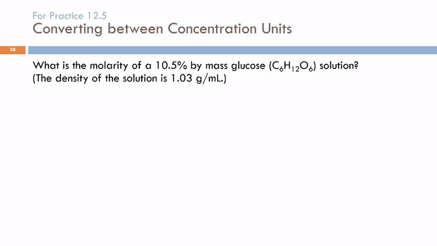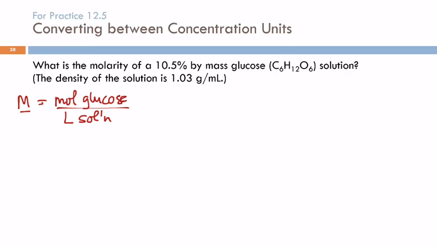Okay, here's another one. Seems a little redundant, but let's do it anyway. What's the molarity of a 10.5% by mass glucose solution? Now, this is glucose, not sucrose. The density of the solution is 1.03 grams per milliliter. Again, I would start out by asking myself, well, what do I need for molarity? I need moles over liters. So molarity equals moles of solute, in this case glucose, per liter of solution.